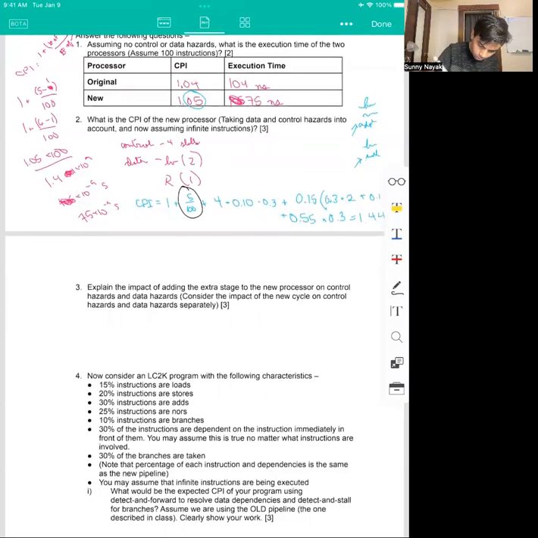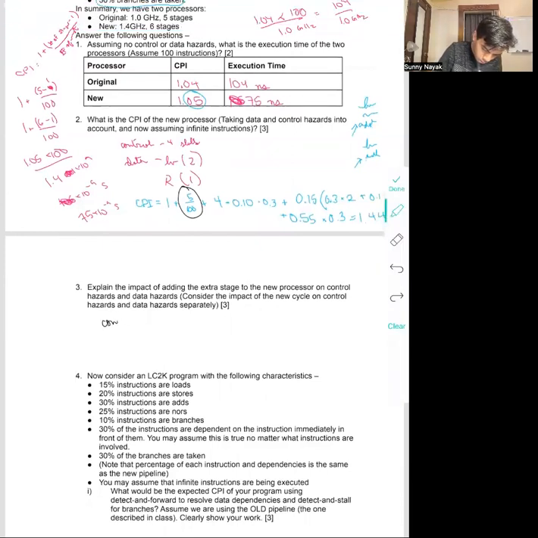So control hazards, we talked about how it takes longer to determine a misprediction, right? And as a result of it taking an extra cycle to determine whether we mispredicted, we're going to have an additional cycle there.